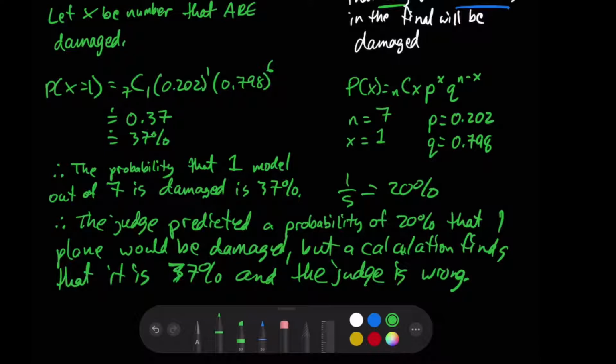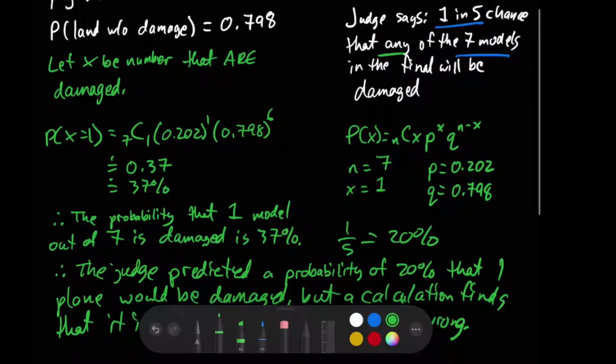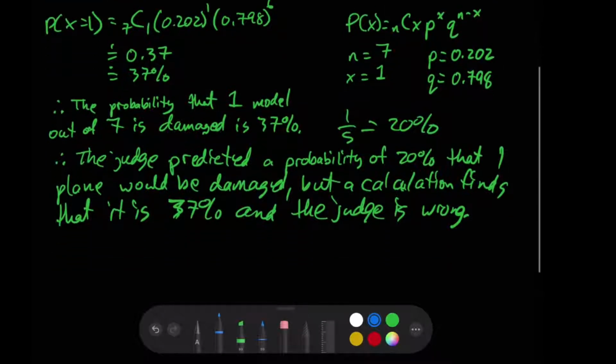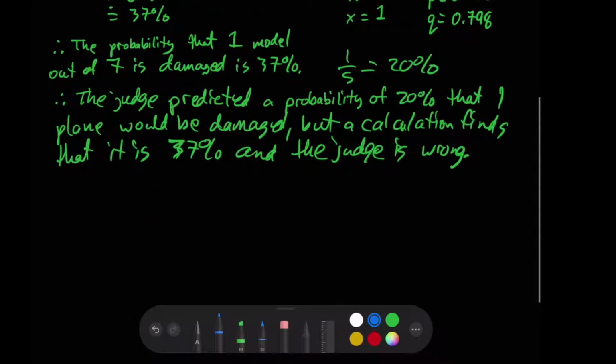But there's another way to interpret this question. So we just found, what is the probability that one plane is damaged? But he didn't just say one, he said any of the 7 models in the final will be damaged. So what we actually need to do here is a longer calculation where we consider what is the probability that our x value is greater than or equal to 1. So I wanted to work through this calculation anyway to show us one way of interpreting this and one way of discussing our results. But I think we need to expand our understanding a little bit, and I think this is the way the book wants us to do it too.